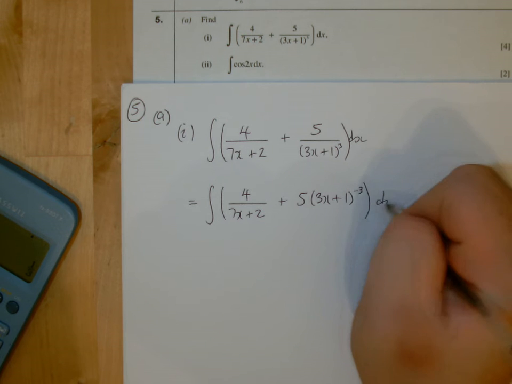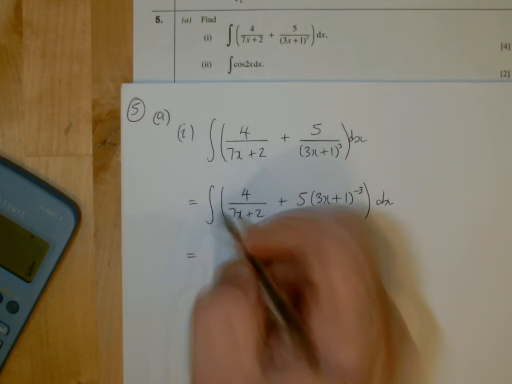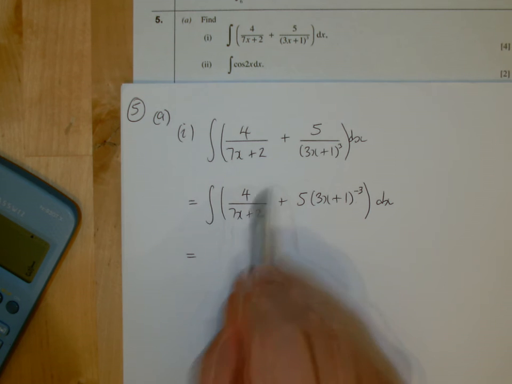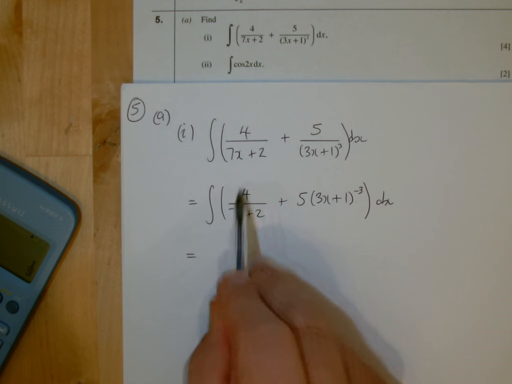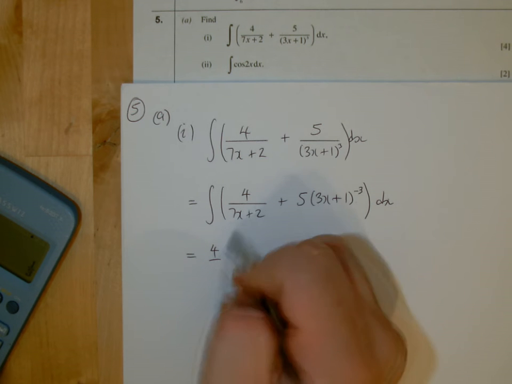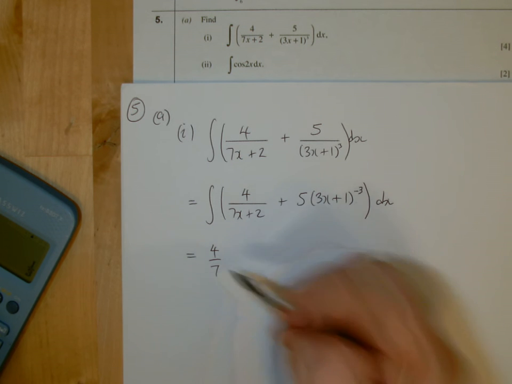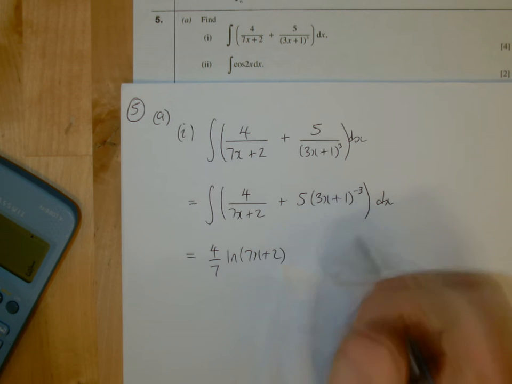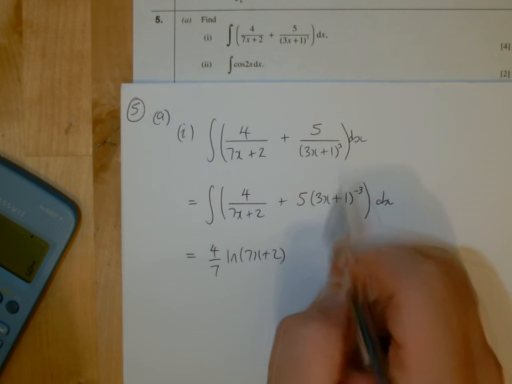Okay, so when we integrate, we're just going to have to integrate them separately. So this one here, because there's linear on the bottom, it's just going to become ln. So remember, with ln, you see what's on top, which is 4, and then what's on bottom next to the x, which is 7. So 4/7 ln then of 7x plus 2. This then we'll integrate.